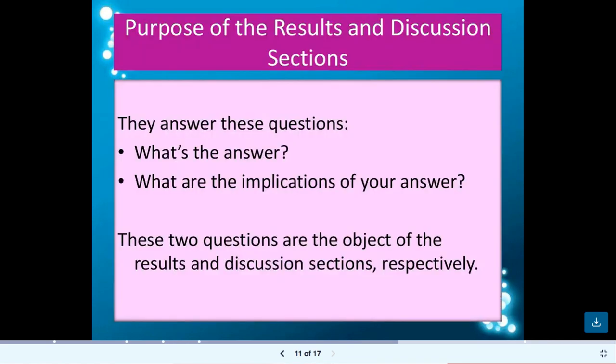So the purpose of the result and discussion sections is that they have to answer these questions. First one, what is the answer? The answer of what? The answer to your research questions. And then, what are the implications of your answer? These two questions are the object of the result and discussion sections, respectively.